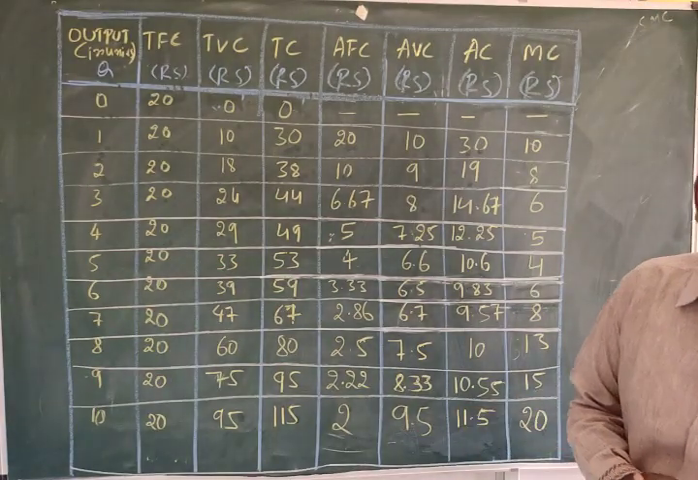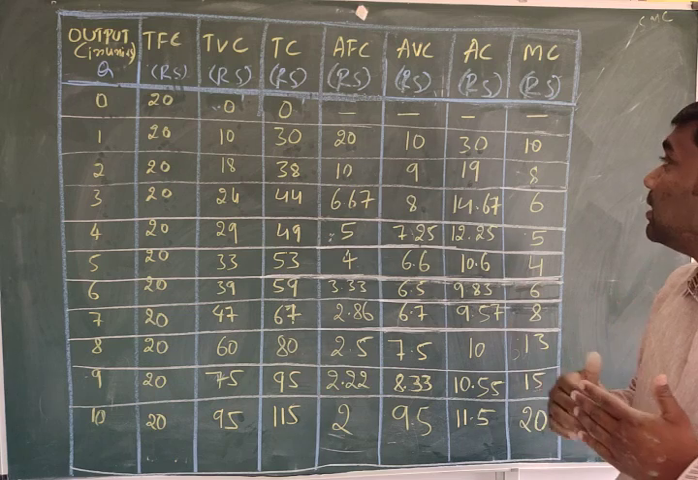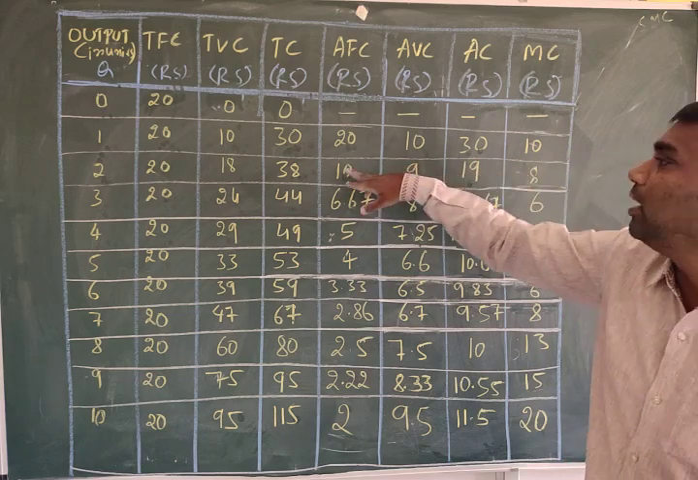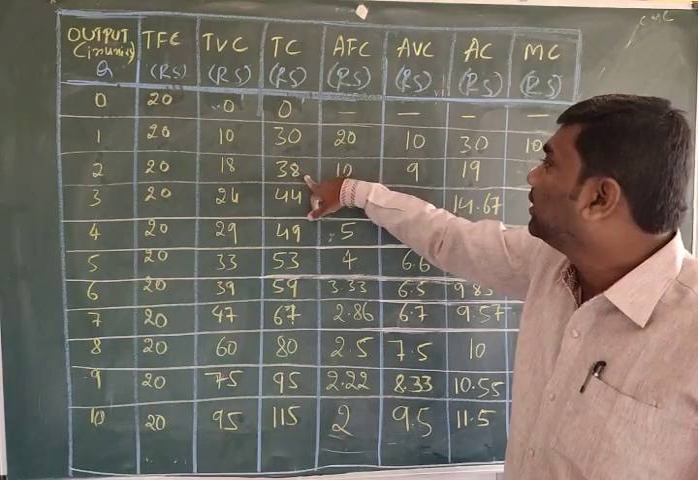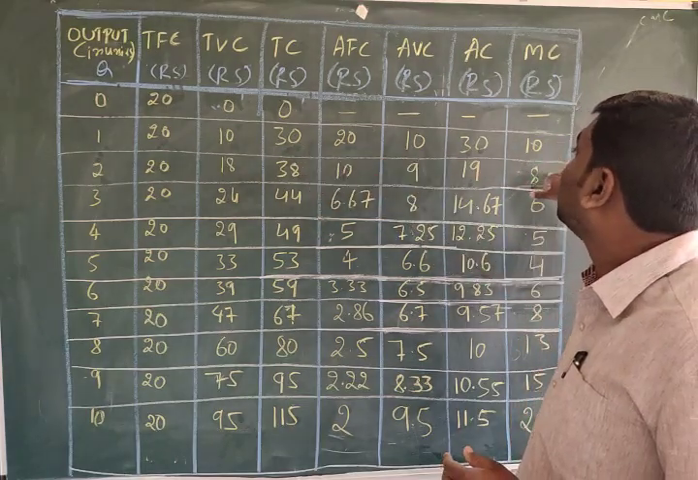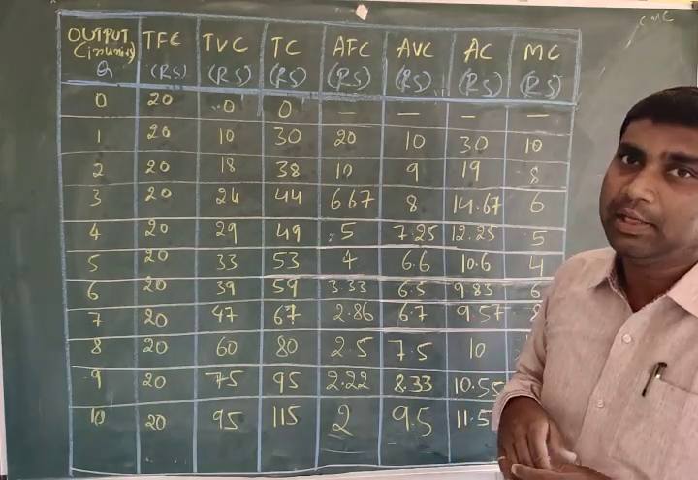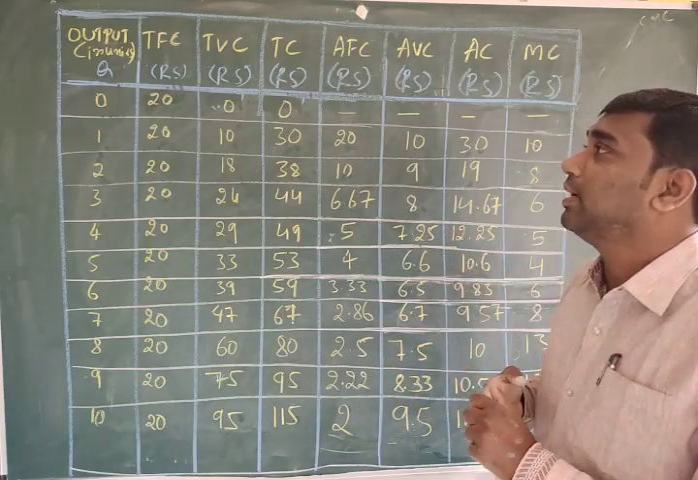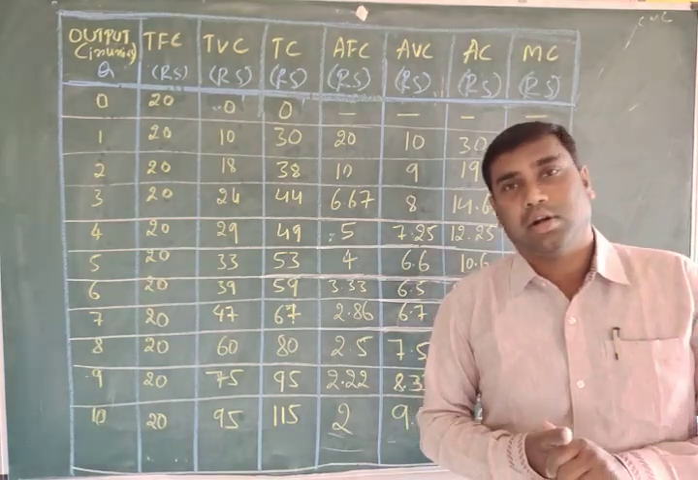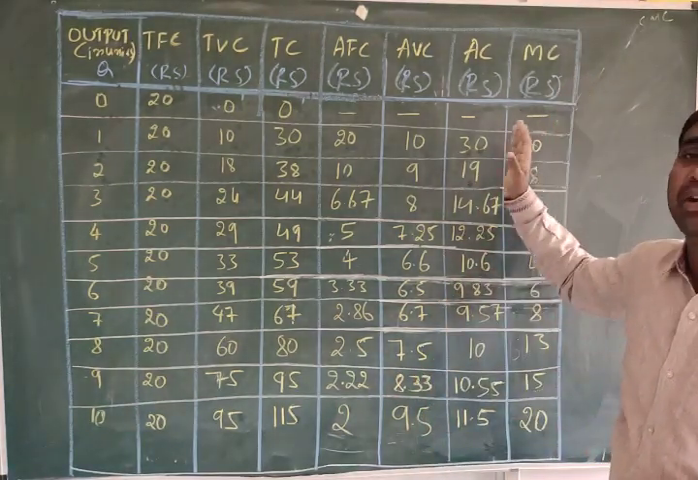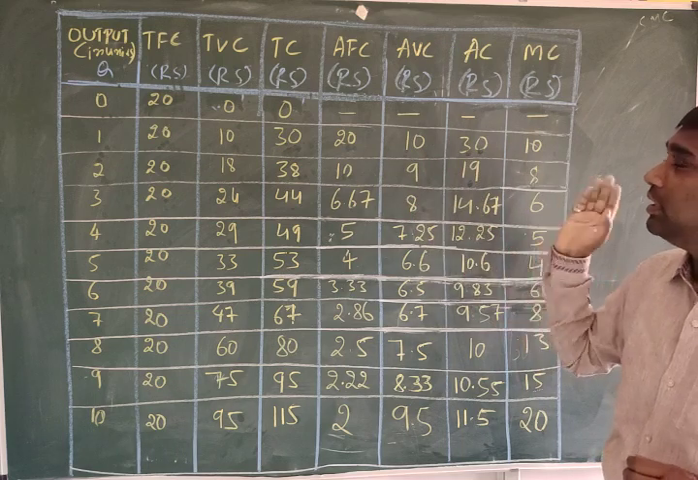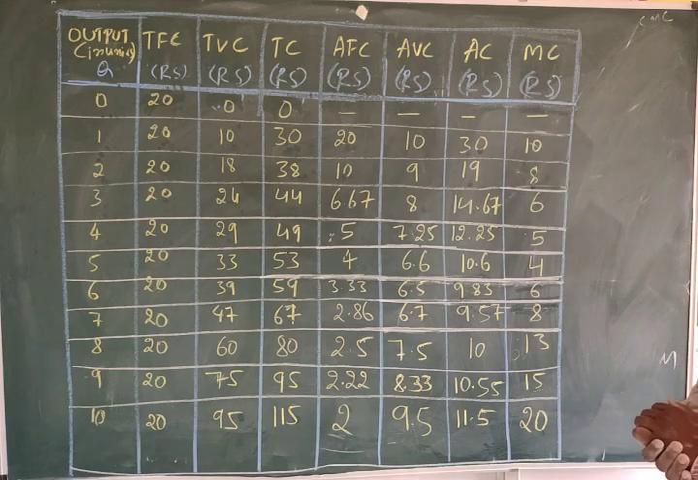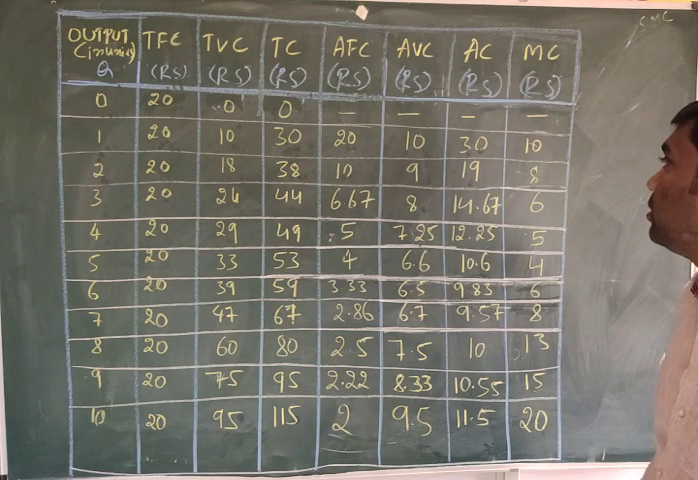TCn minus TCn-1. You can observe here, this is the value. Out of 38, if you take away 30, that is 8 only. So this is the cost of production, otherwise we can say short-run costs. This is very important for 6 marks: output, TFC, TVC, TC, AFC, AVC, AC, MC. Up to this, short-run costs.